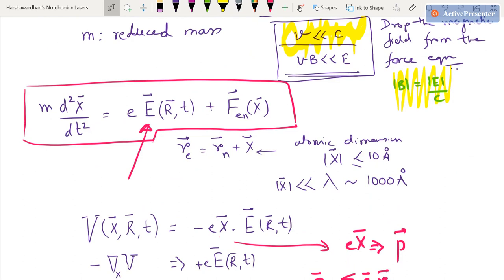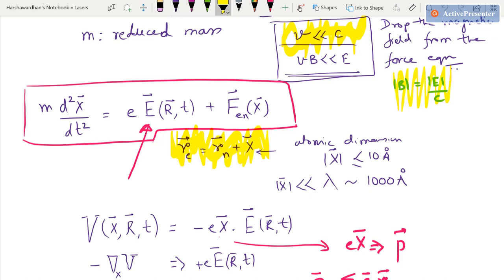Now let us understand the scales of this problem. If you look at the relationship between Re and Rn, the location of the electron is the location of the nucleus plus X, and X essentially corresponds to the atomic dimensions. We know that for hydrogen it is less than an angstrom, but even for large atoms, we are going to be limited to roughly tens of angstroms maximum. And if you look at the electromagnetic wave itself, the wavelength corresponds to about thousands of angstroms.